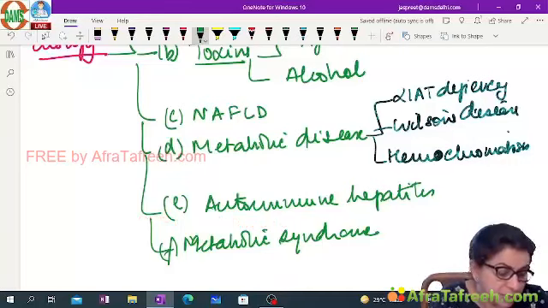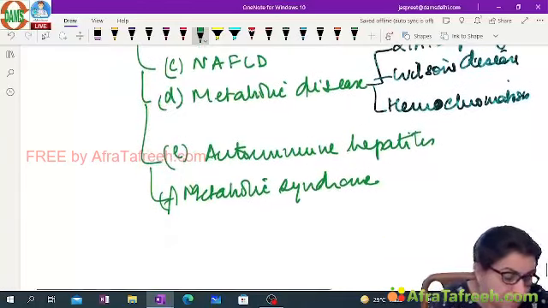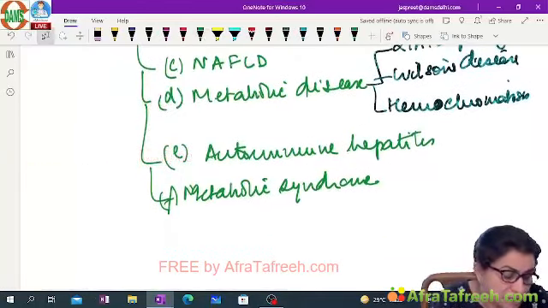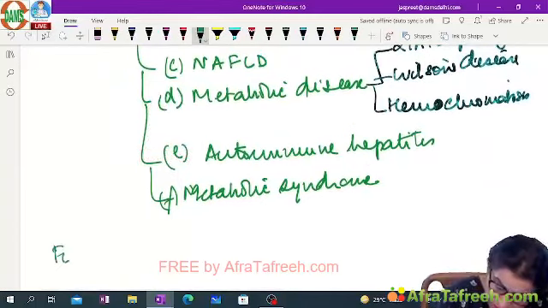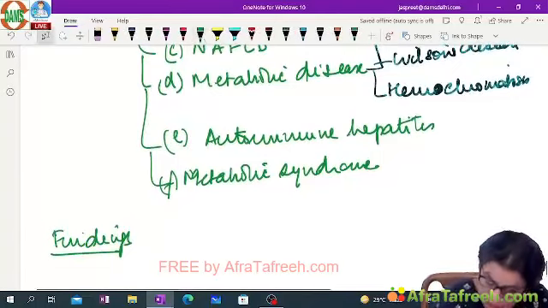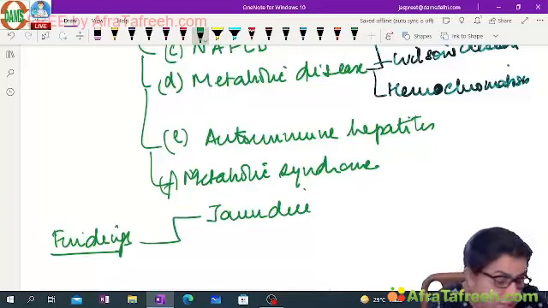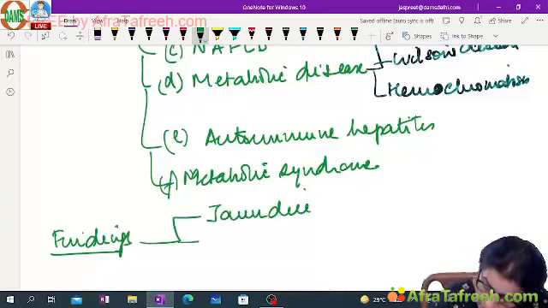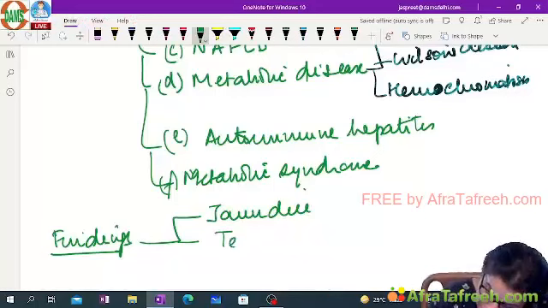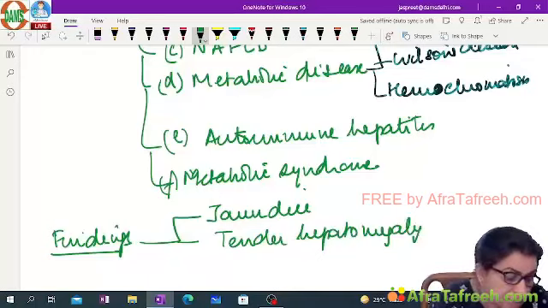Okay, now if we see the clinical findings in a patient with hepatocellular carcinoma. Number one, the patient will come with jaundice. Two, the liver is enlarged, there is tender hepatomegaly.